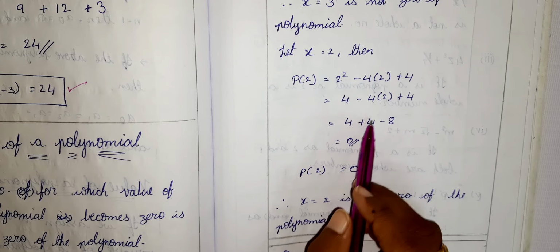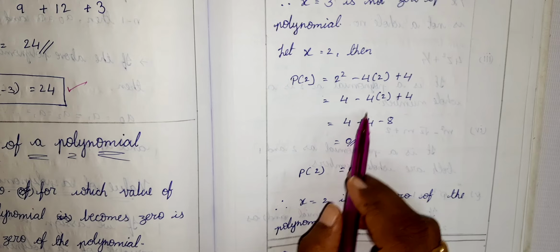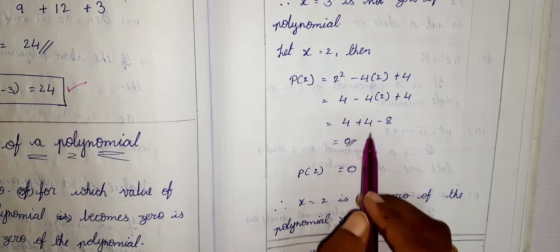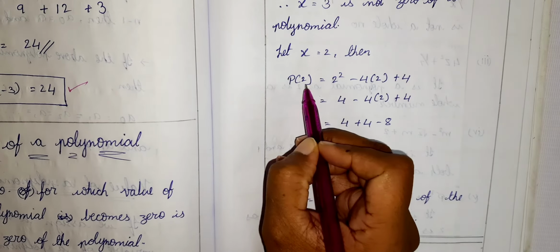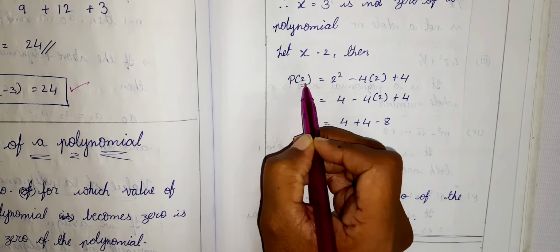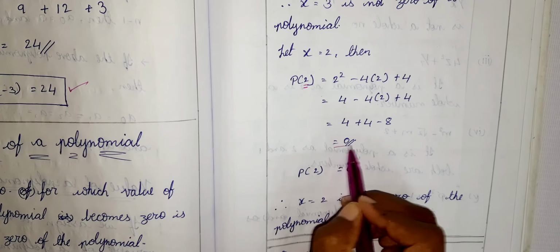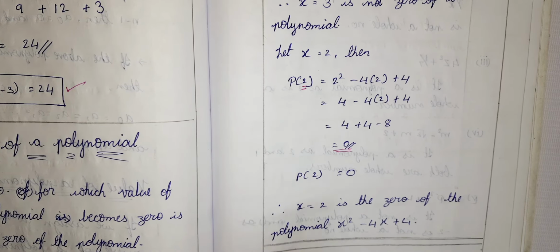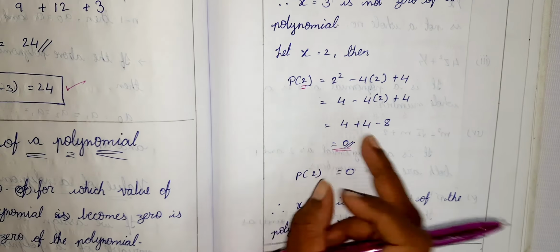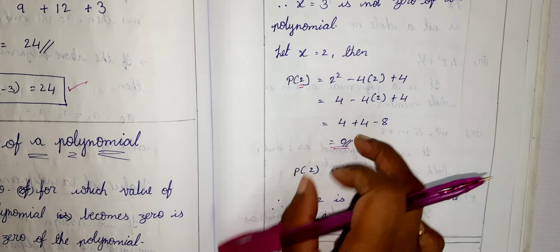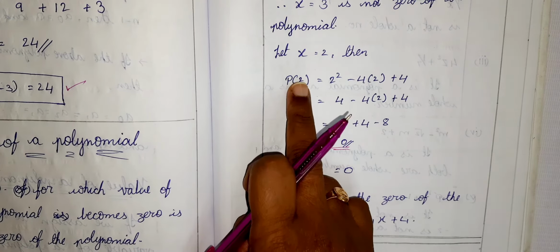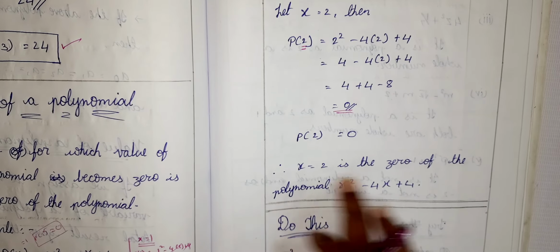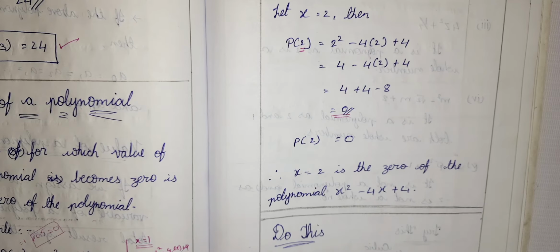Minus 4 into 2, therefore minus 8 plus 4. So plus 4 minus 4 plus 4 and plus 4 is 8. 8 minus 8 is 0. So for x is equal to 2, we got the polynomial value to be 0. That means at x is equal to 2, the polynomial is becoming 0. Then 2 is a zero of the polynomial.